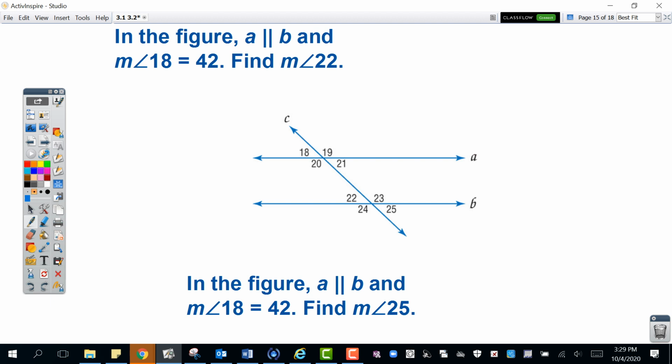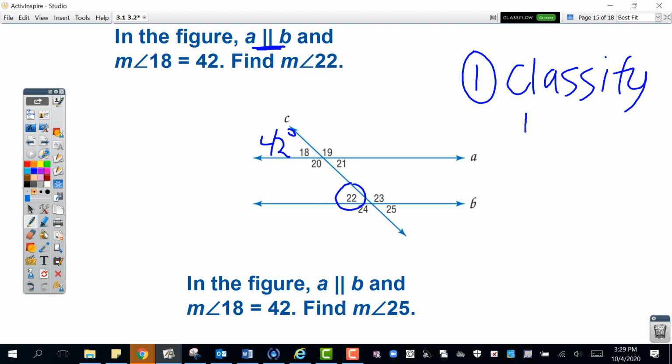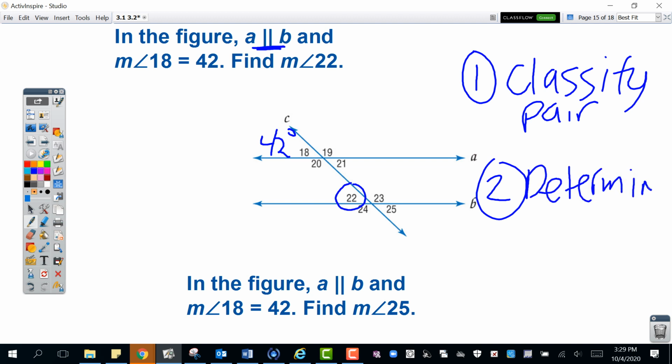All right, let's do another one here. So now in this figure we have A is parallel to B, so I want to remind you that those 2 lines there mean is parallel to. So line A is parallel to line B, and the measure of angle 18 is 42 degrees. And we want to find out what the measure of angle 22 is. All right, still same steps. We're going to classify the pair, figure out what kind of angles we have, and then we're going to determine their relationship. Same steps. All right, sweet.